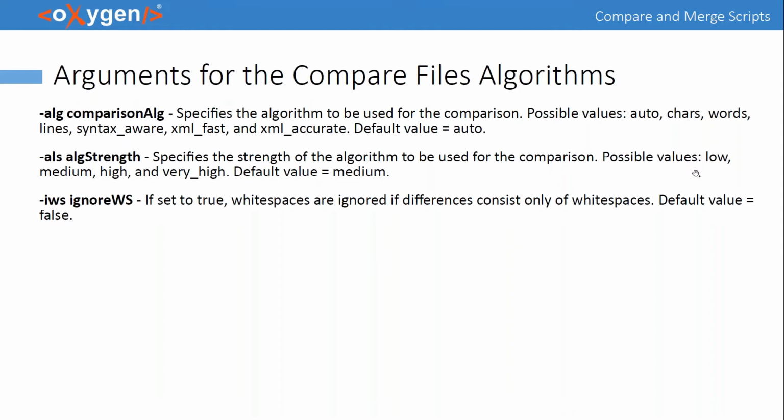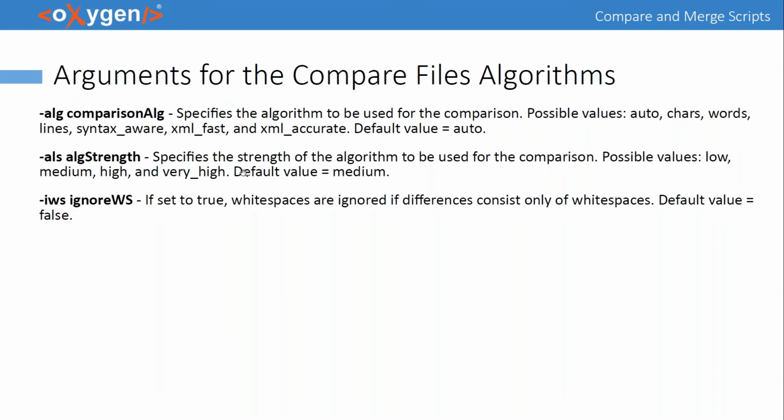The resources that are used are not so many, so it will use less processor and less memory. And if you are using high algorithm strength, then more memory and processor will be used, and the result will be more accurate. The difference will be presented more accurately in case the modifications are a lot in the documents.